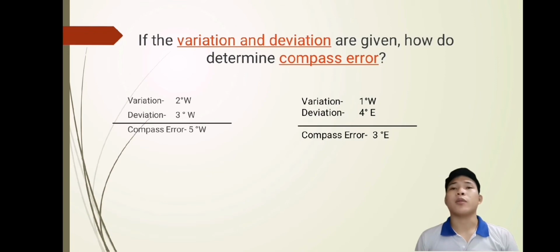And on the other side, we have variation of 1 degree west and deviation of 4 degrees east. So they have opposite directions, therefore the compass error will be 3 degrees east. The direction is that of the higher number.